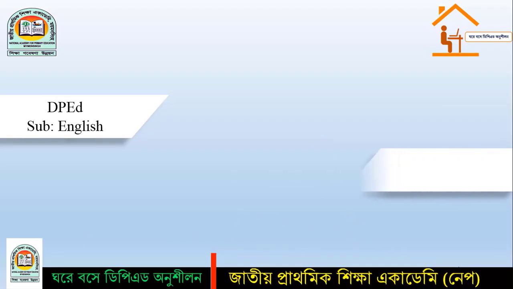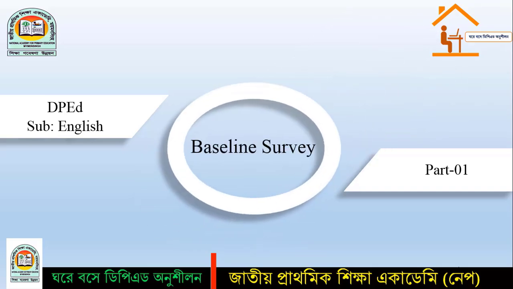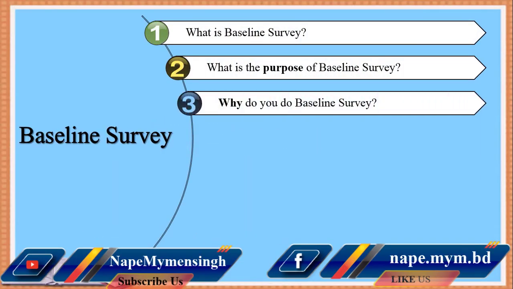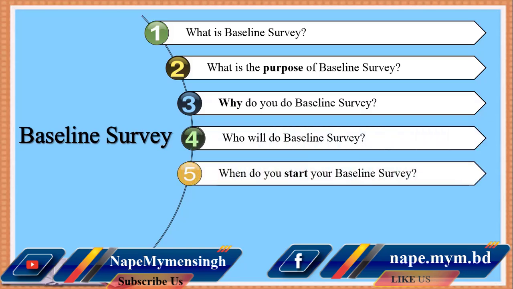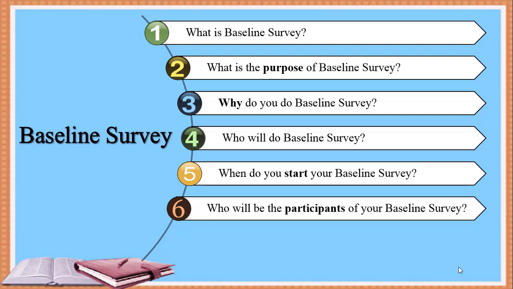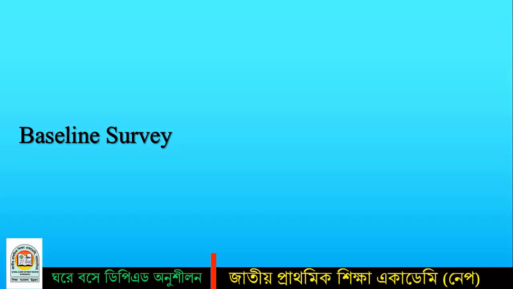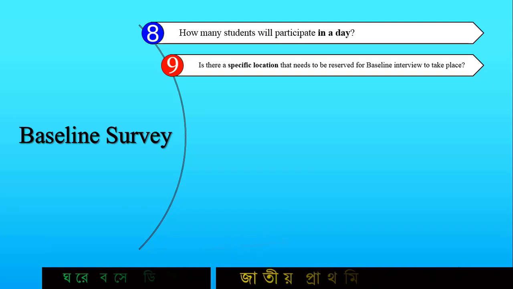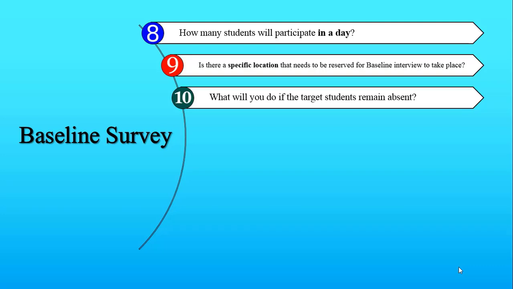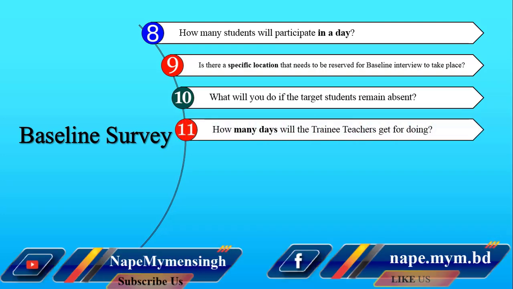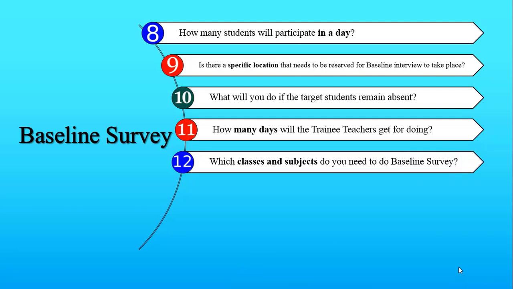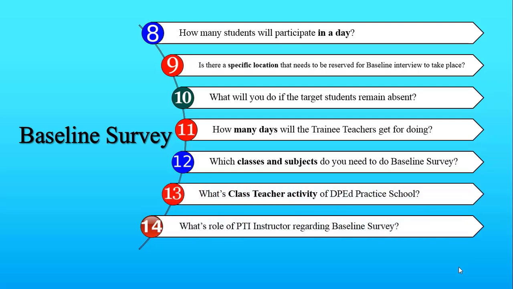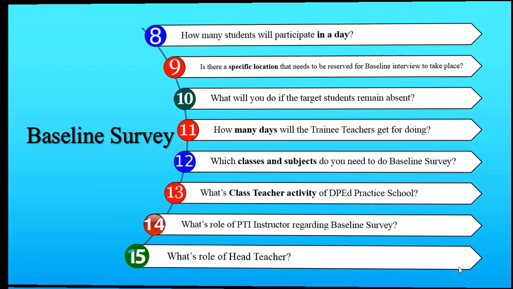For this baseline survey, we have three parts. Today, we'll talk about the first part of the baseline survey. So today, we will discuss what is baseline survey, what is the purpose of it, why, who will do, when do you start, who will be the participants, how many students will attend, how many students will participate in a day, specific location for the baseline interview, if the target students remain absent, what will you do, how many days will the trainee teacher get, which classes and subjects do you need to do baseline survey, class teacher activity, a role of PTA instructor, role of head teacher of DPED practice school.